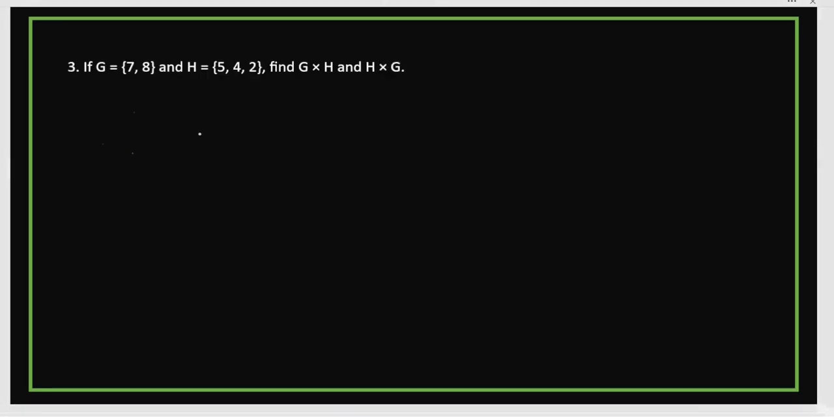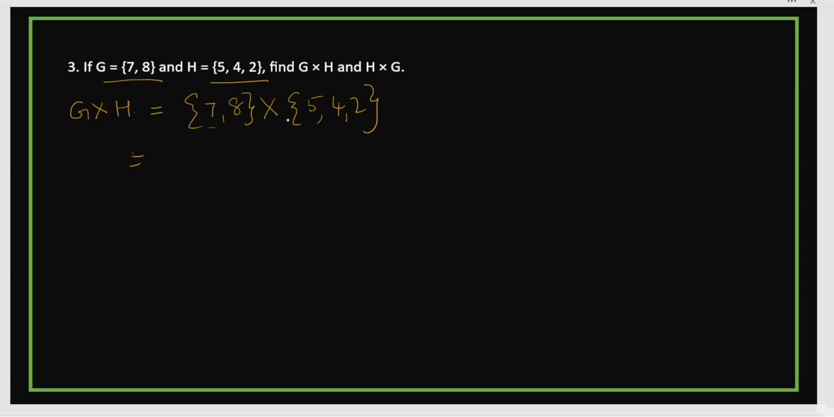Now see, here he has given two sets, G and H. One has two elements and the other has three elements. Find the Cartesian product G into H. I will write it down: {7, 8} cross {5, 4, 2}. You can write each and every element like this.